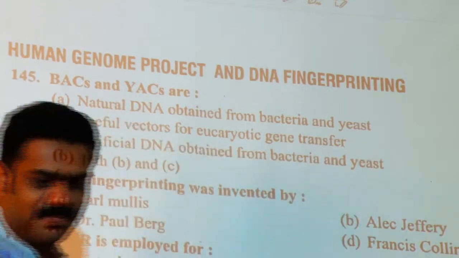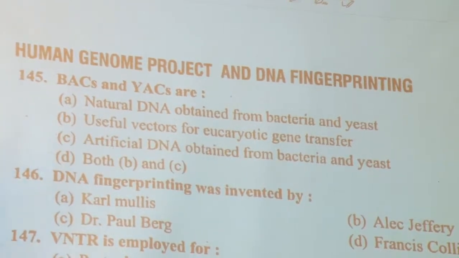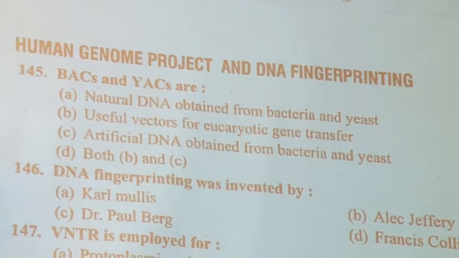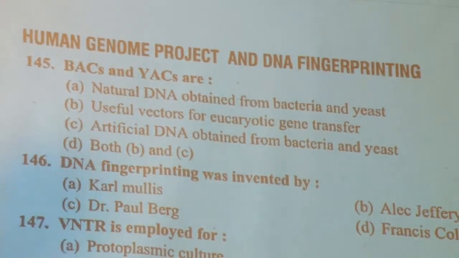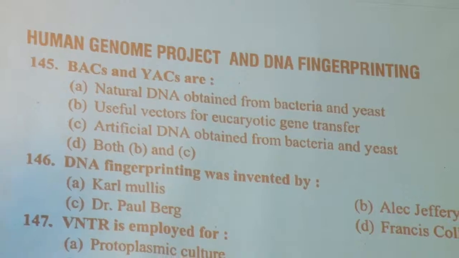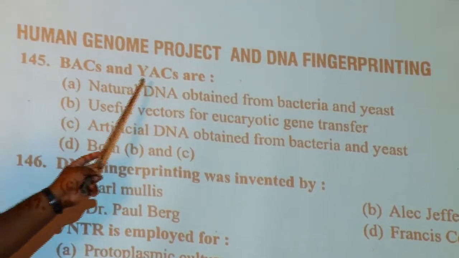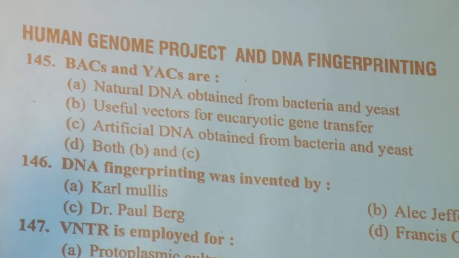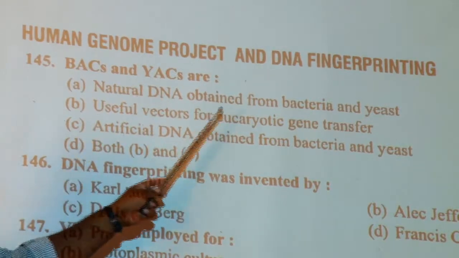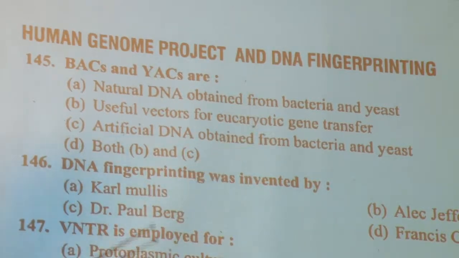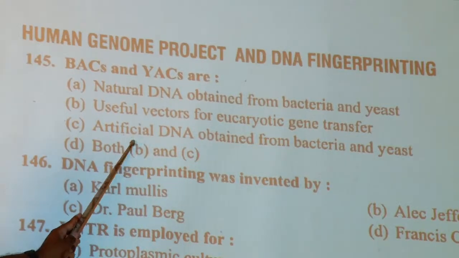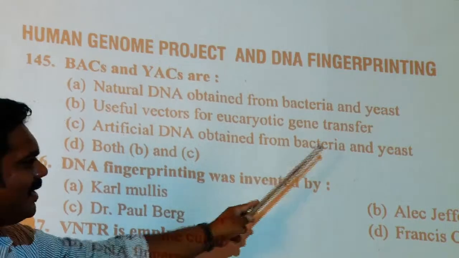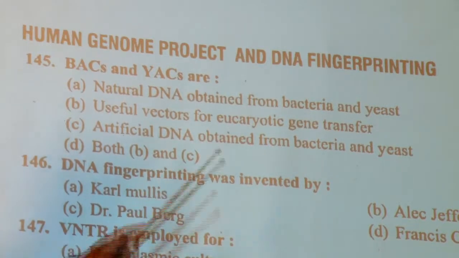A few questions. BAC and YAC, we see these two words in this part called HGP, Human Genome Project. Bacterial artificial chromosomes and yeast artificial chromosomes are: natural DNA obtained from bacteria and yeast; useful vectors for eukaryotic gene transfer; artificial DNA obtained from bacteria and yeast; or both B and C.